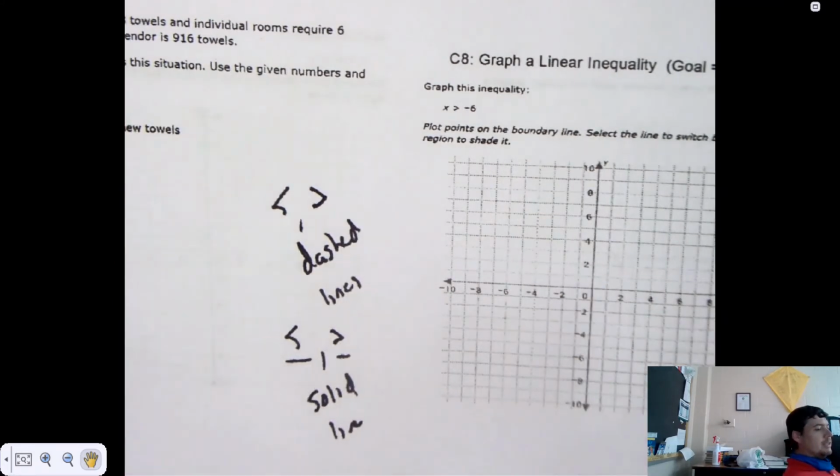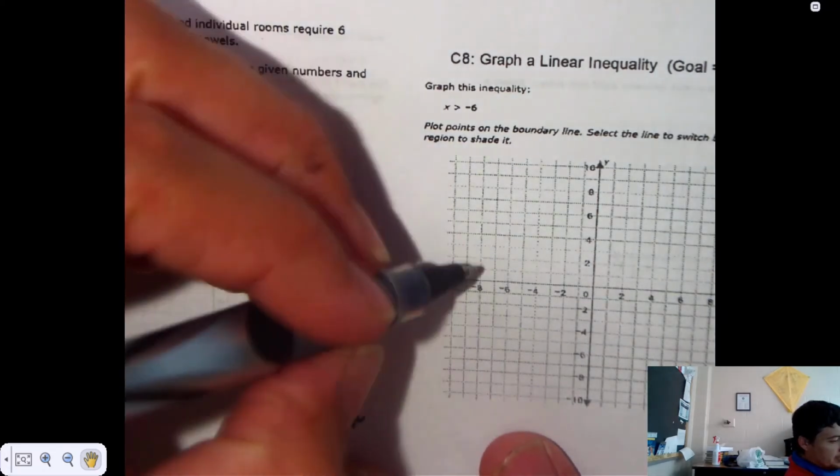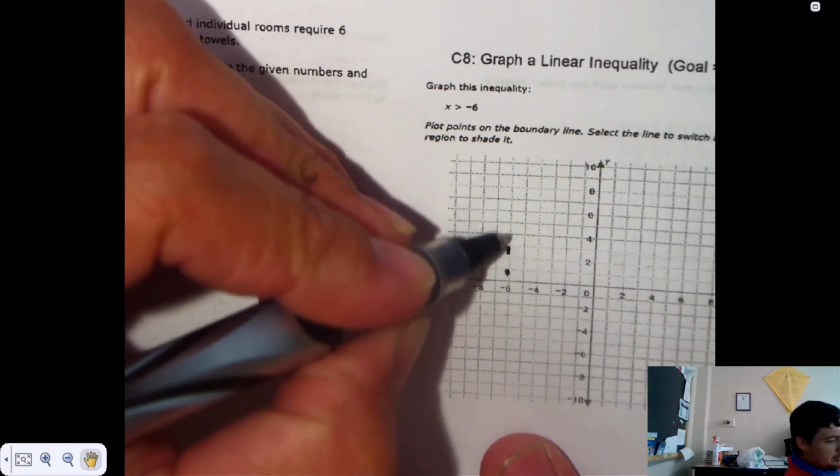So I know you've seen that. Now, when I do these, initially I don't even really think about the inequality symbol. I think about there being an equal symbol. This is like x equals -6. What kind of line is that? Vertical. A vertical line crosses the x-axis where? At -6. Obviously, when I do this one, I'm going to do a dashed line because I see that inequality symbol.